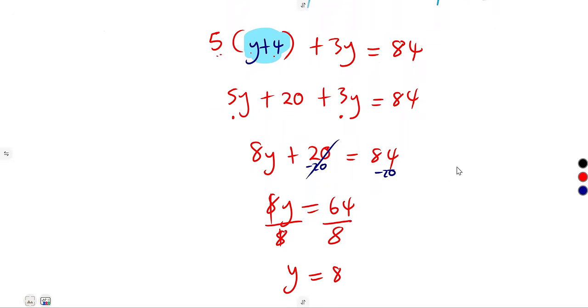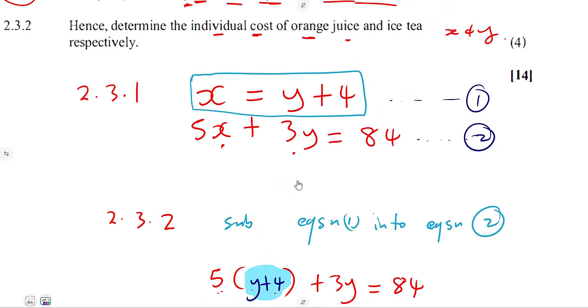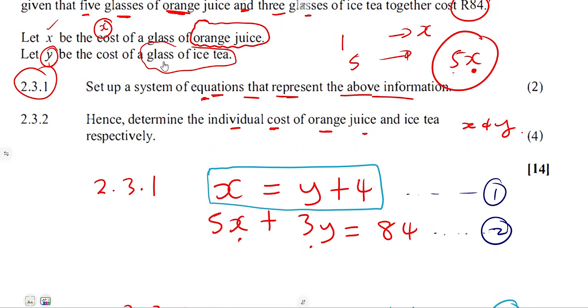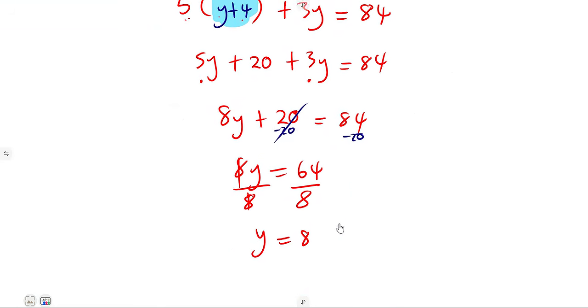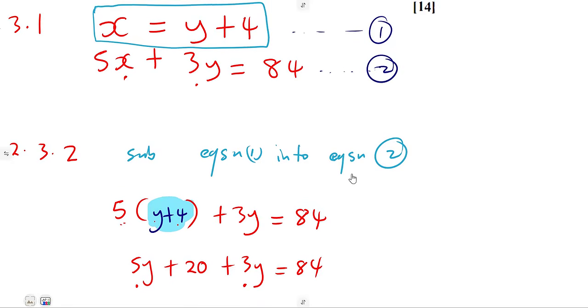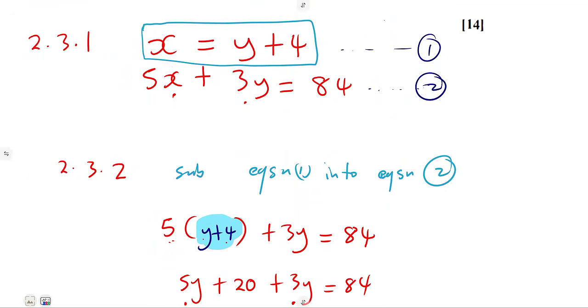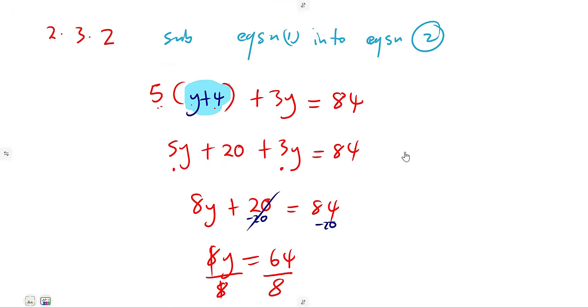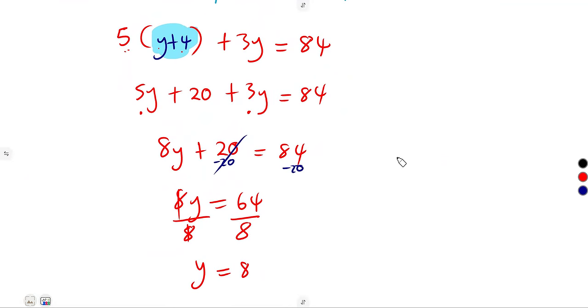So meaning to say, we have got y there representing the cost of iced tea. So the iced tea costs 8 rand. Then to find x, we can simply use equation 1, because in equation 1, x is already the subject. X is equal to y plus 4. So we can simply use from equation 1. From equation 1, x is equal to 4 plus y, or y plus 4.